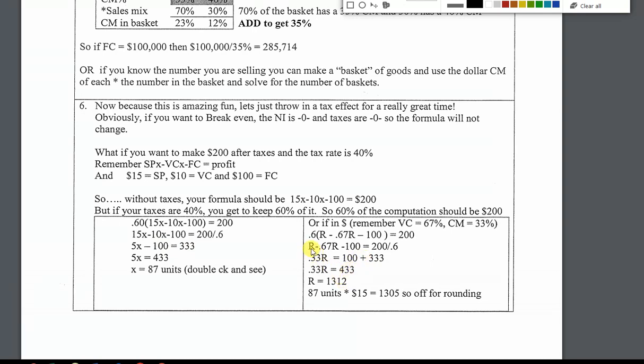Another way you could do this is I have my revenue minus 67% of my revenue. Okay, because if you recall, I have my selling price of 15, my variable cost of 10 gives me my contribution margin of 5. 5 divided by 15 is 0.33. 10 divided by 15 is 0.67. So of my 100% of revenue, 67 cents of it goes towards covering variable costs. I have fixed costs of 100. And so, again, fixed cost plus target profit divided by contribution margin.